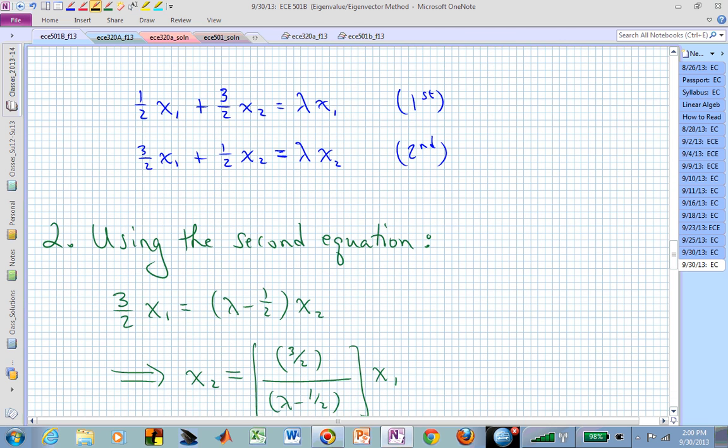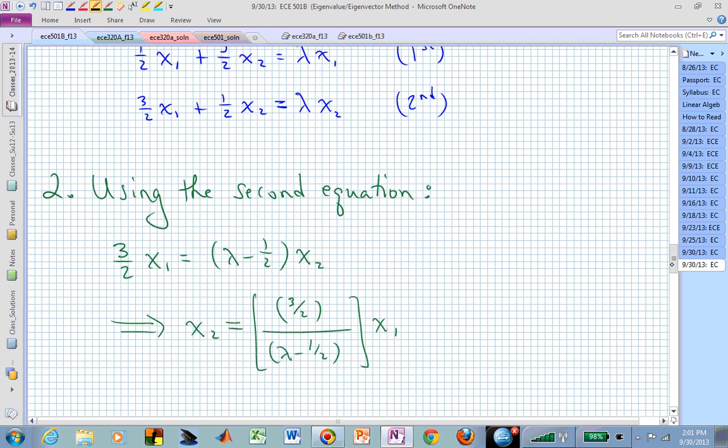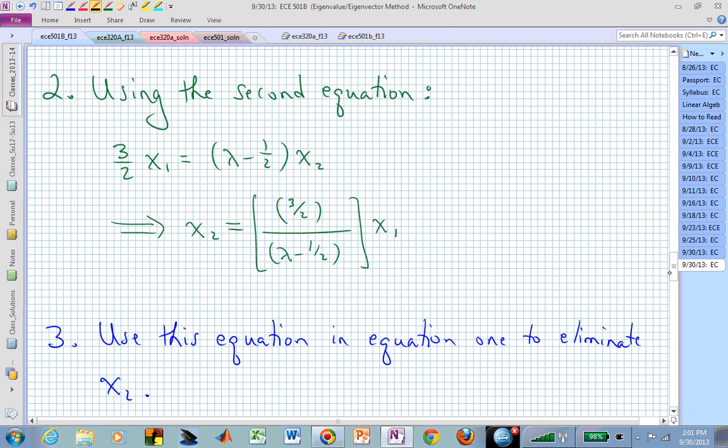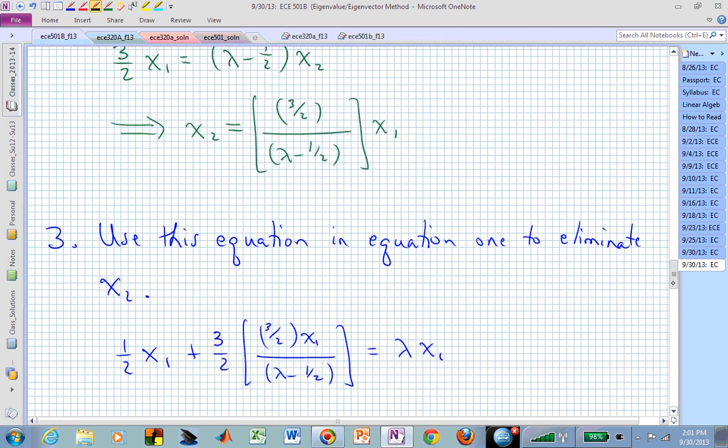If we subtract 1/2 x sub 2 from both sides on the second equation, and divide through by that coefficient, lambda minus 1/2, we now have a relationship of x sub 2 in terms of x sub 1, associated with the coefficients of the matrix A and these unknown quantities lambda. If we now use this equation in the remaining equation, we only had 2. We used the second equation to relate x1 and x2. Now let's use this x2, x1 relationship in the first equation to get rid of x sub 2.